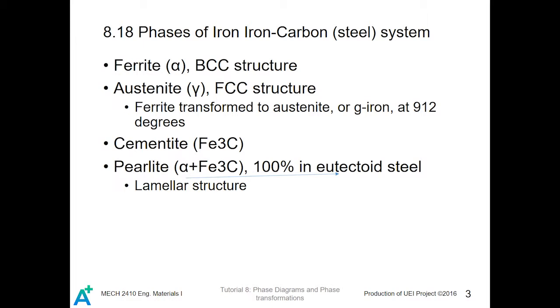Pearlite is a uniform mixture of alpha phase ferrite plus Fe3C, and pearlite composition is 100% at the eutectoid point, and also in eutectoid steel. As it is eutectoid, pearlite will have a laminar structure, as you may guess.